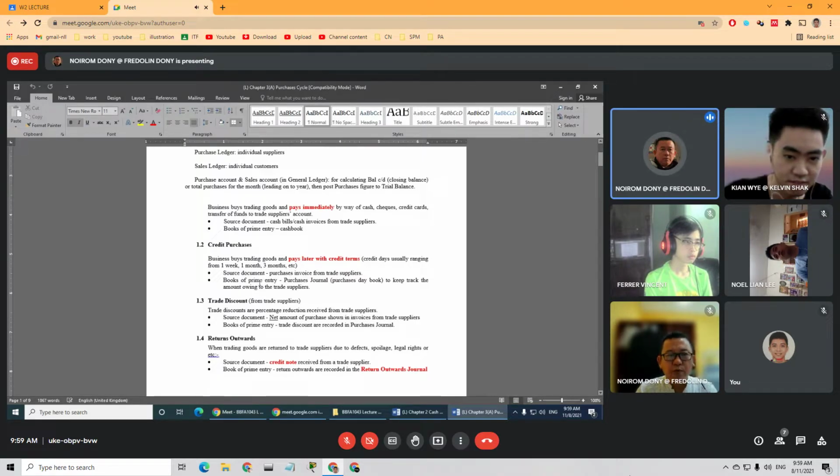What is the book of prime entry for credit purchases? It will be the purchases journal, also known as the purchases day book. Don't be surprised if the question uses both of these terms, such as prepare the purchases journal or prepare the purchases day book. They carry the same meaning. The purpose of this prime entry is to keep track of the amount owing to the trade supplier.